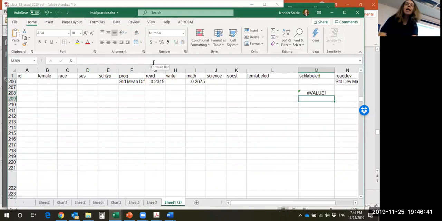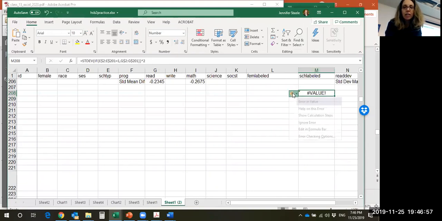Okay, when I enter that, this is what happened to a student in this class, who was doing it over the weekend. It says #VALUE. That means it didn't like my formula. That's because I'm using a kind of non-traditional formula for Excel, and it doesn't always work in all versions of Excel.